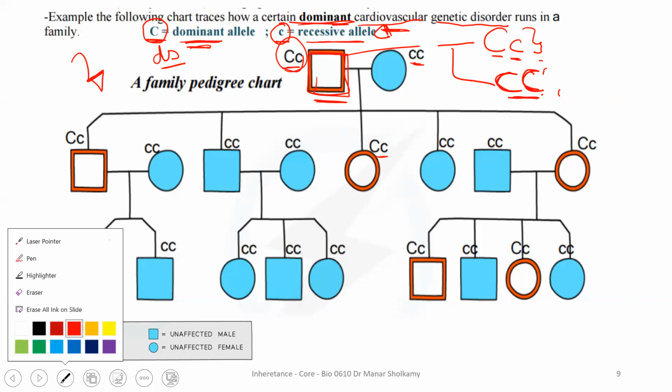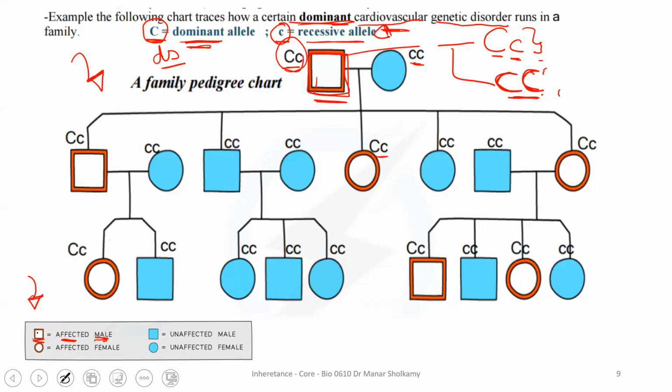I don't expect you to know it now. We will look at his children. This male married this female. This female is healthy, okay? Because how did I know? Look at this key. I'll go to the key. She is an unaffected female. So I know that she is healthy. So her genotype has to be homozygous recessive. She does not have any dominant allele in her genotype because she's healthy.